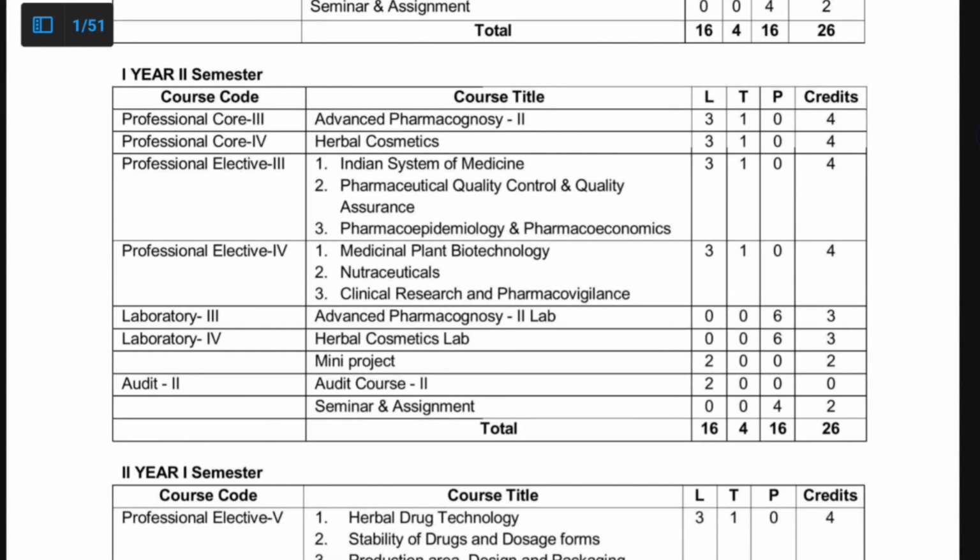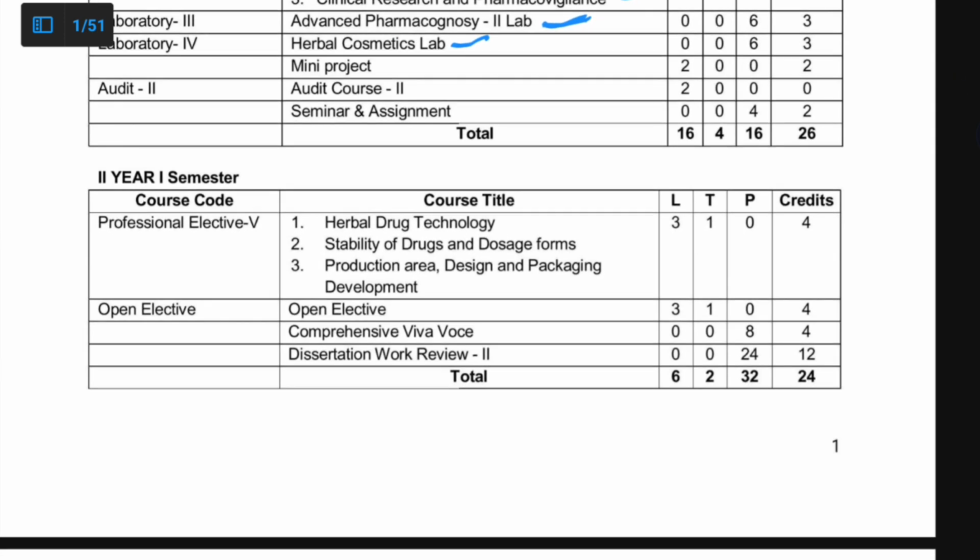In semester 2, we have advanced pharmacognosy 2, herbal cosmetics, Indian system of medicine, pharmaceutical quality control, quality assurance, pharmacoepidemiology and pharmacoeconomics, medicinal plant biotechnology, nutraceuticals, clinical research and pharmacovigilance, advanced pharmacognosy 2 lab and herbal cosmetics lab 2. And in the third semester, that is second year first semester, we have herbal drug technology, stability of drugs and dosage forms, production area design and packing development.